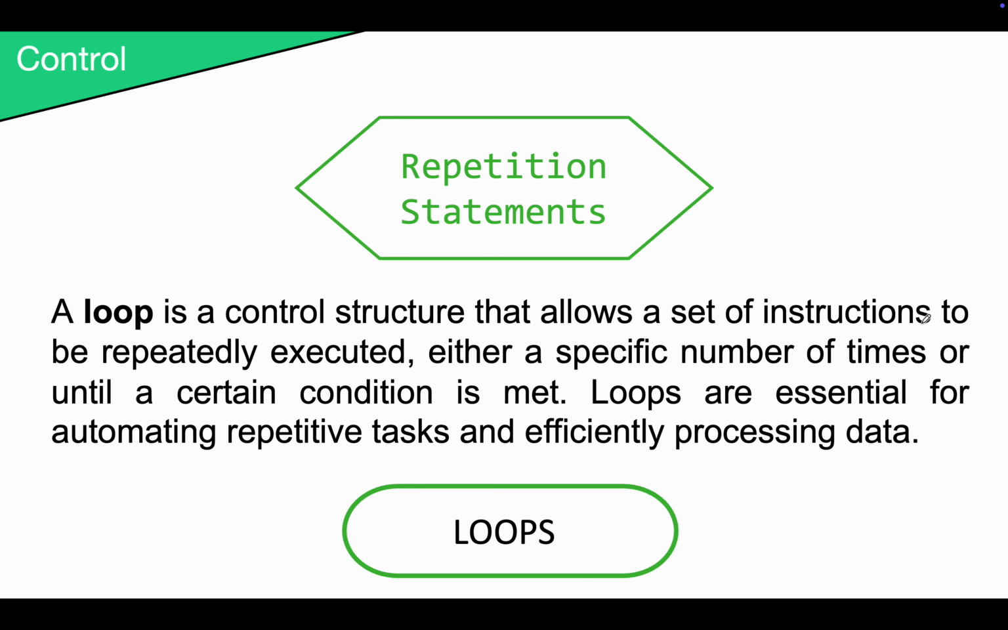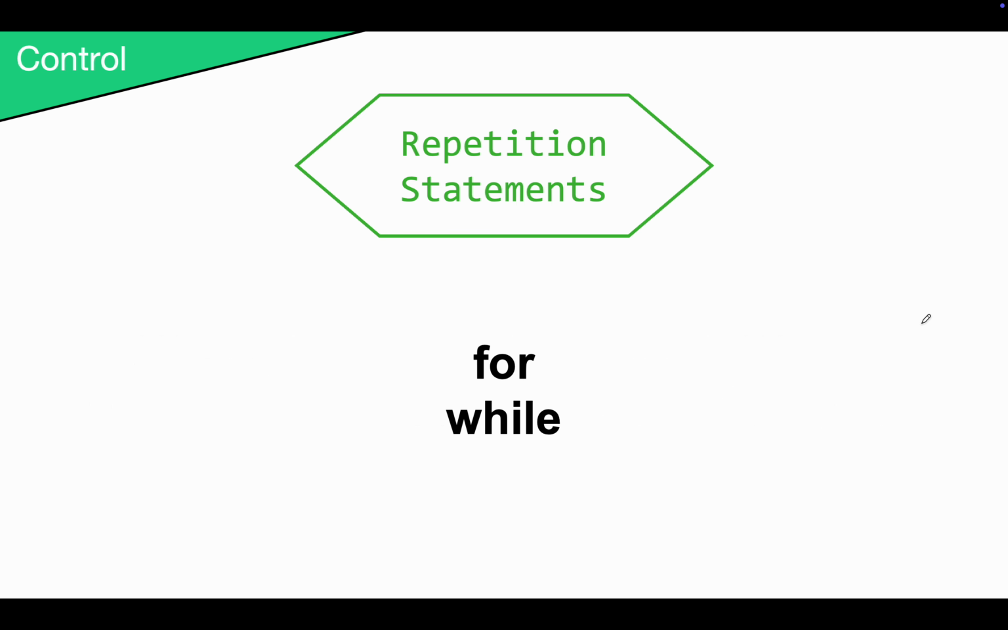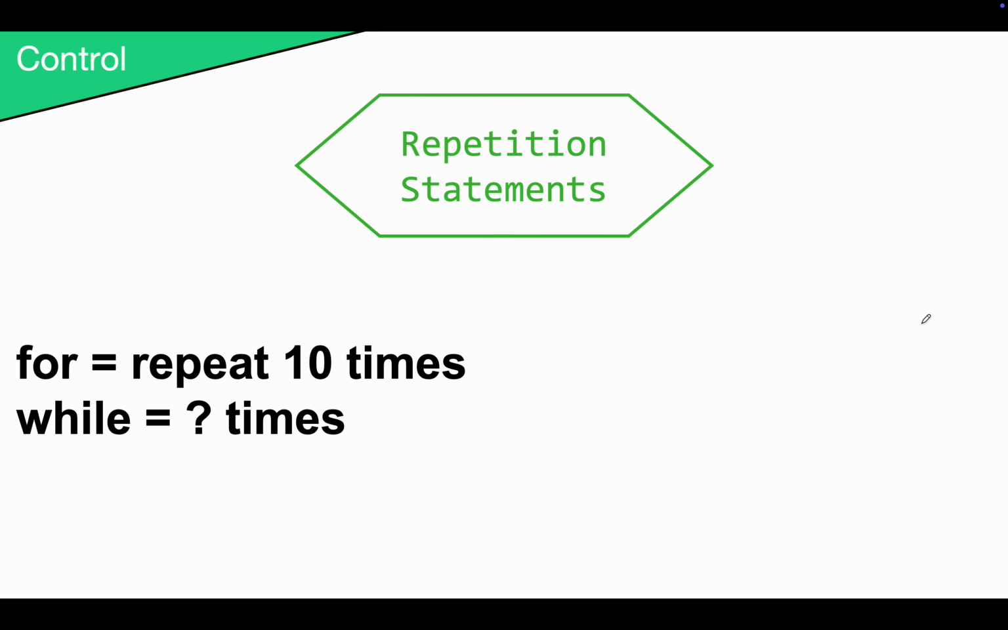Again, loops are very essential to automate tasks and to efficiently process data. In Python there are two types of loop, the for and the while loop. Let's start with the for loop. The difference between the two is that with a for loop, you know how many times you'd like to repeat it, but with a while loop, it could depend on the situation.